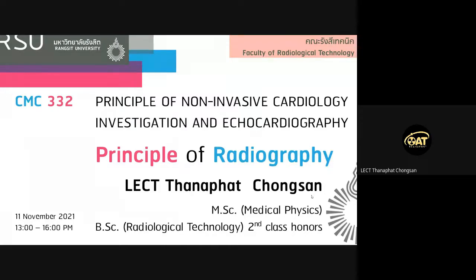Okay, today we will talk about the basic concept of radiography, especially the cardiac part. That is the part or principle of non-invasive cardiology investigation and echocardiography.